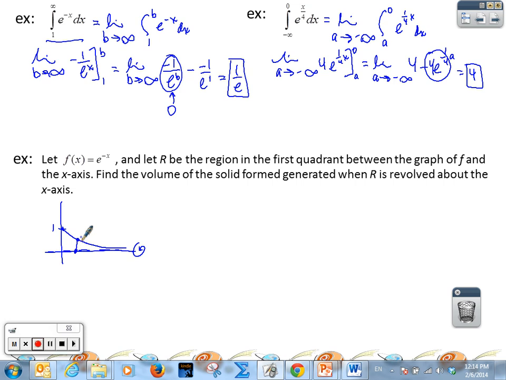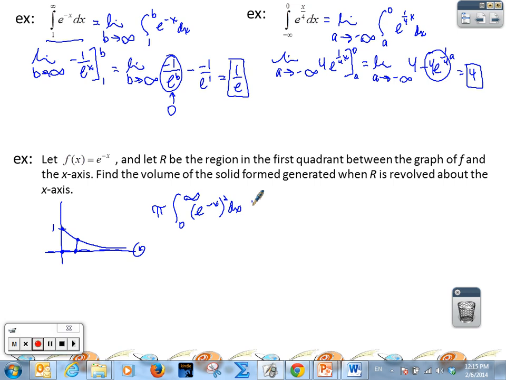So my formula, if you will recall, for discs is basically pi r squared. So I have pi. My integral is going to go from my beginning x value, which is 0, and my ending x value, well, really kind of doesn't end, does it? It's infinity, of my function e to the negative x squared. So that's my setup for my integral.